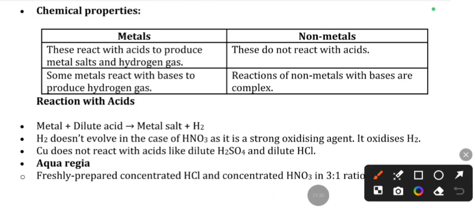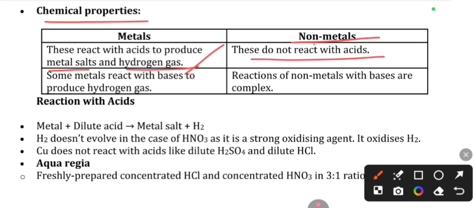Now the next topic is chemical properties of metals. Few important points given here. Metals react with acid to produce metal salt and hydrogen gas. We have done. Whenever metal reacts with any acid, it will produce which gas? Hydrogen gas. Non-metals do not react with acid. Why? Because non-metals are also acidic in nature. Acid can't react with acid.